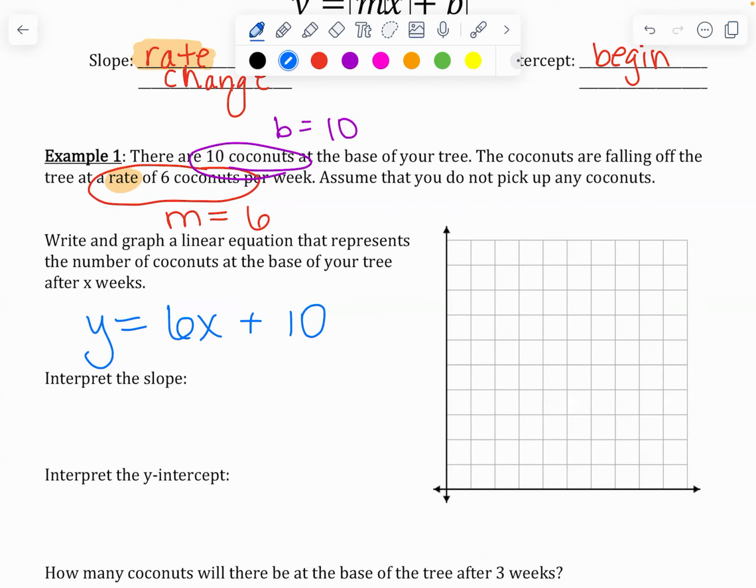So it says that x equals weeks. So I'm gonna put weeks down here and I'm gonna say 1, 2, 3, 4, 5, 6, 7, and so on. Okay. Now, if I count 1, 2, 3, 4, 5, 6, 7, 8, 9, 10, am I gonna have enough room on the Y's?